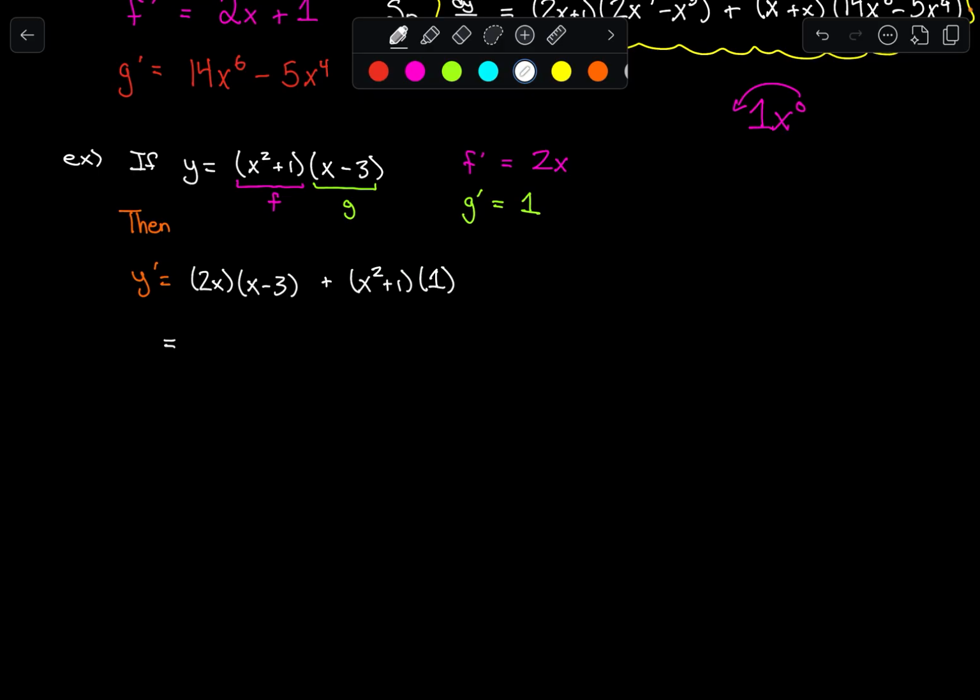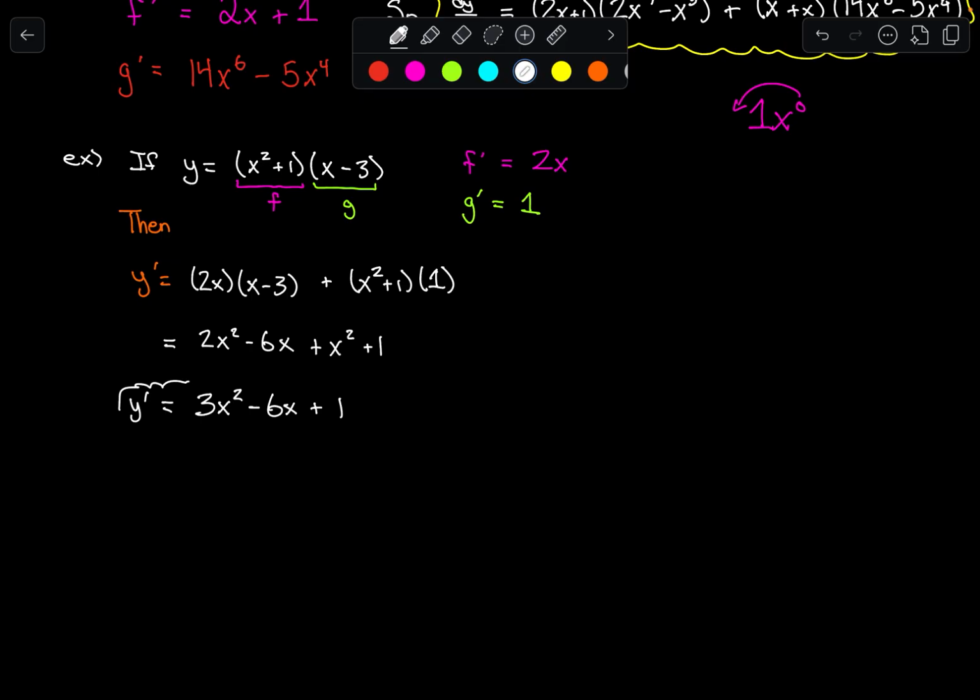So if I multiply the first terms together, we're going to have 2x squared minus 6x, and then we're just going to have plus x squared plus 1. And I can simplify this, so 2x squared plus x squared, combining like terms, is 3x squared minus 6x, and then plus 1. Okay, so that's not too bad. This is going to be our derivative.